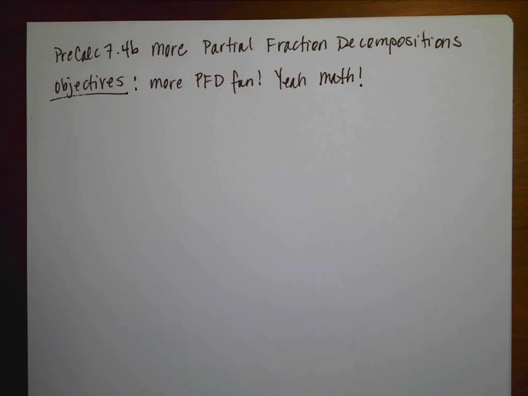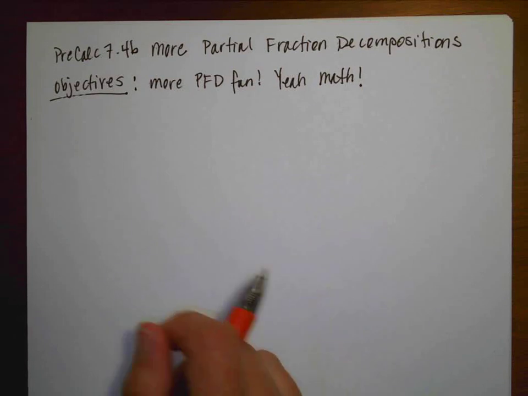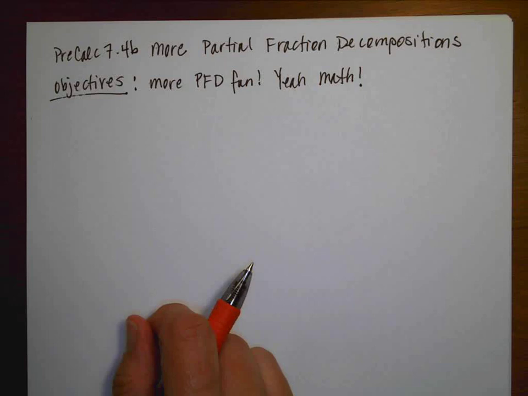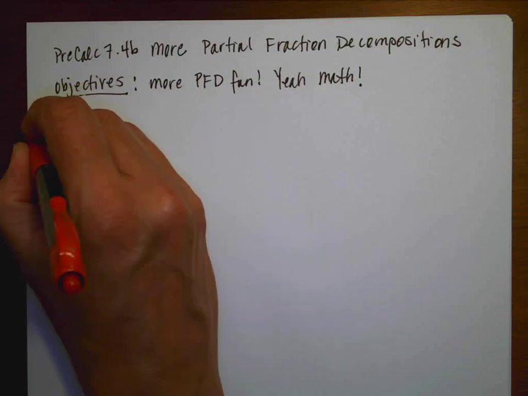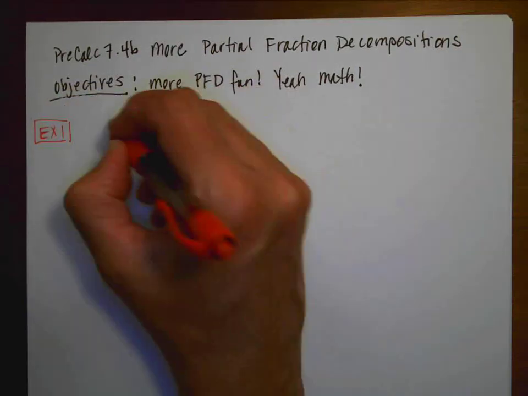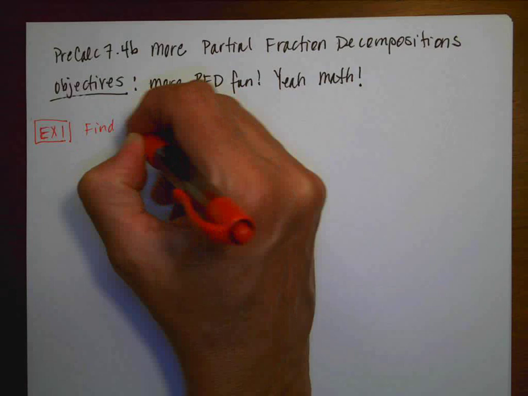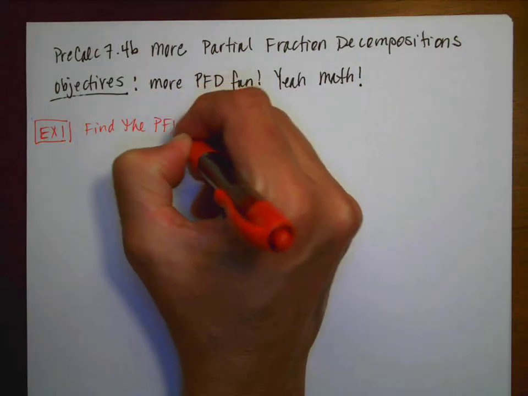We're going to do 7.4b today. We're going to be talking more about our partial fraction decompositions. Our objectives are more PFD fun. Woohoo! Yeah, math. So let's just start right in with an example, because that's kind of all I'm going to do today. It says find the PFD.